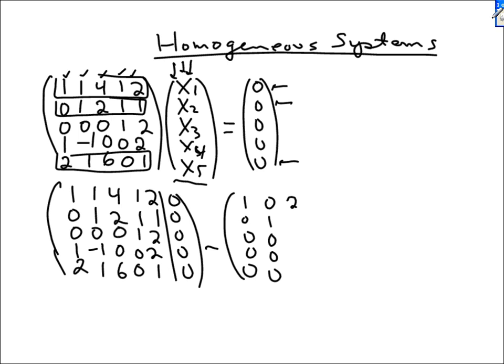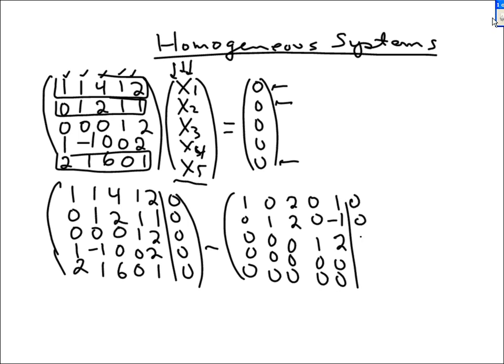2 and then 3 zeros, 0, 0, 1, 0, 0, and lastly 1, negative 1, 2, 0, 0. And of course, since it's a homogeneous system, the right-hand side will never change. So you reduce this matrix, you get a row equivalent matrix in reduced row echelon form. And here it is.